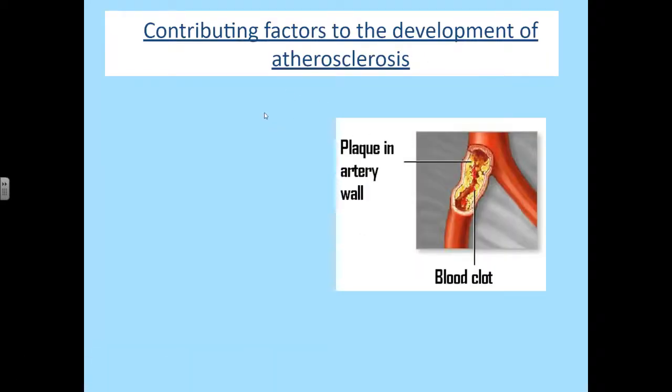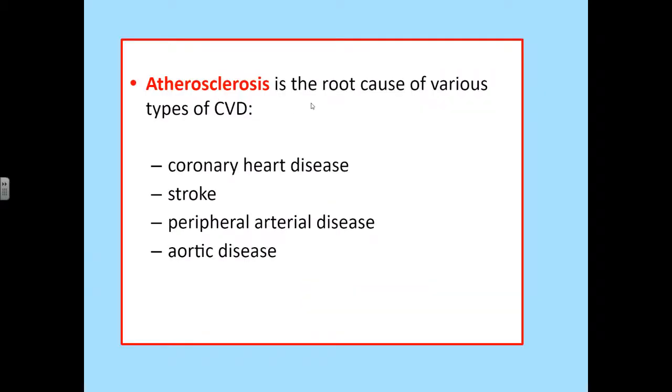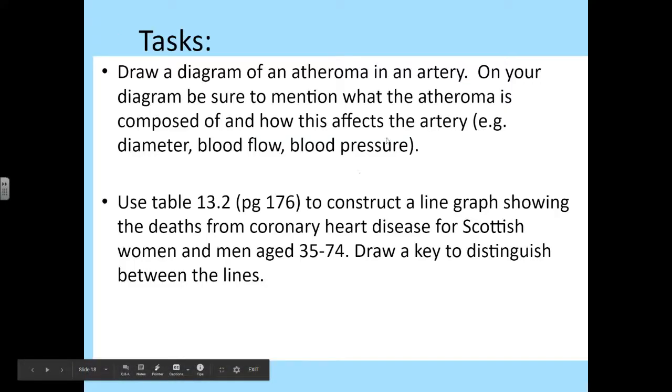So there are contributing factors to the development of atherosclerosis. There's high blood pressure, carbon monoxide in cigarettes, diabetes, and high blood cholesterol levels. So atherosclerosis is the root cause of lots of different cardiovascular diseases. So there's coronary heart disease, CHD, which we talked about before, there's strokes, which we talk about the mechanism by which this happens later in the course, there's peripheral artery disease, and there's things like aortic disease. This is a nice picture here.